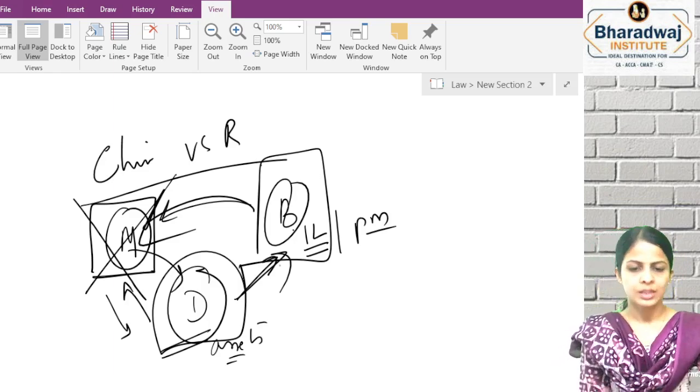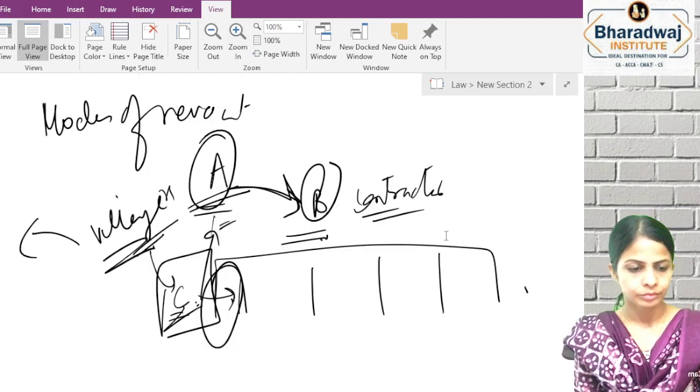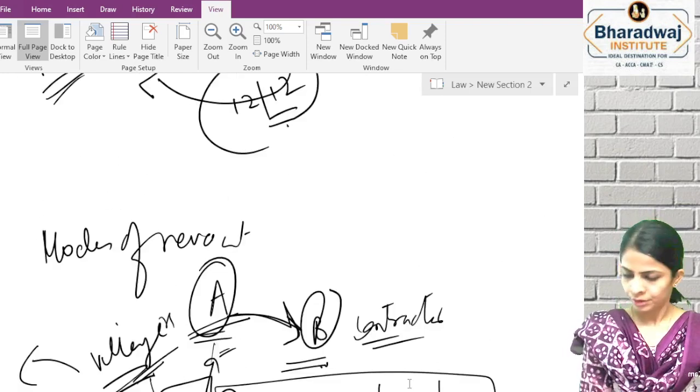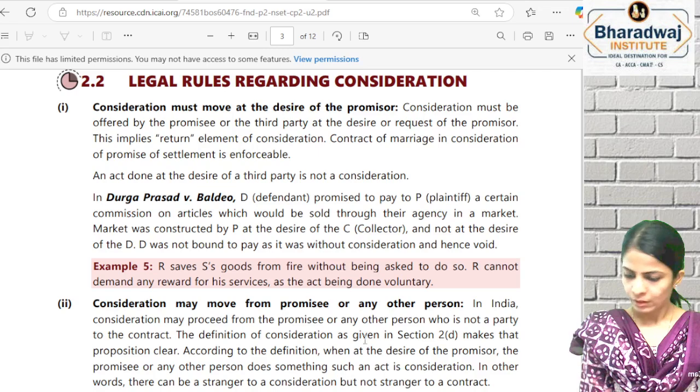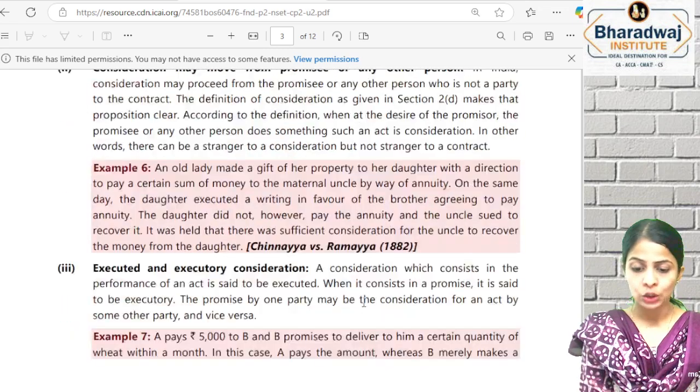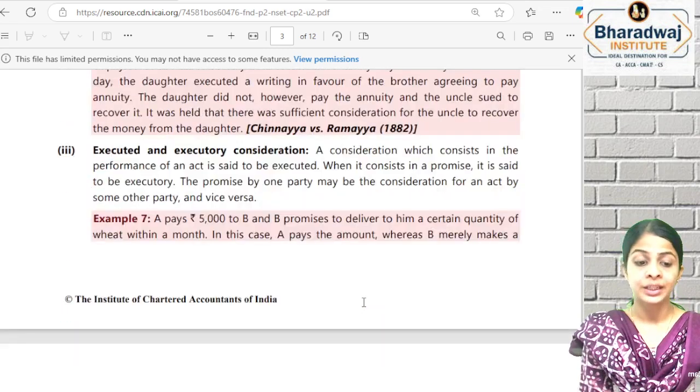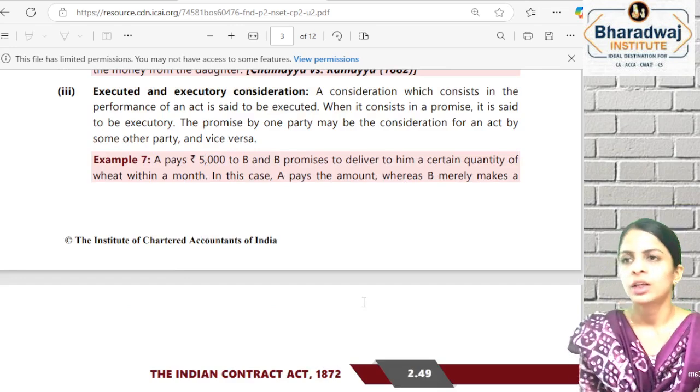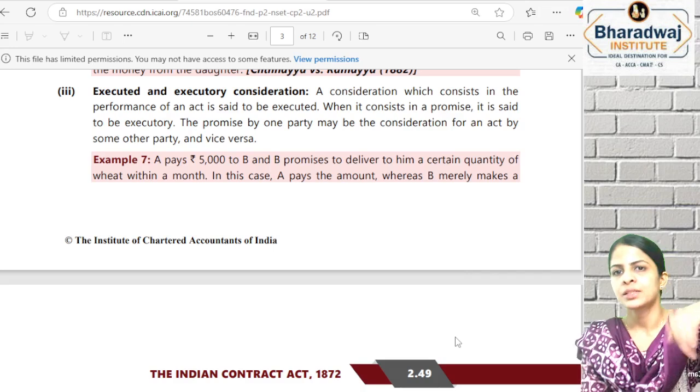Next. Case law name was Chinnaya versus Ramaya. Next is executed and executory consideration. So consideration can be past, present or future.